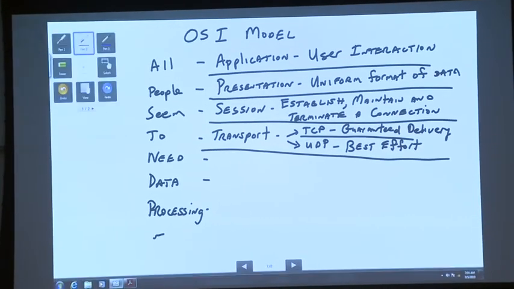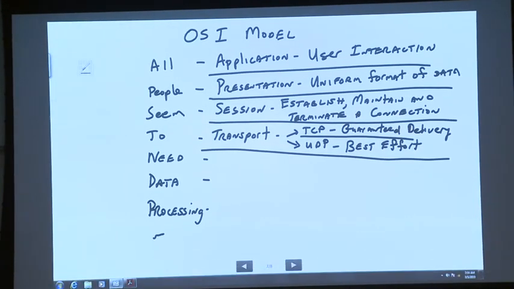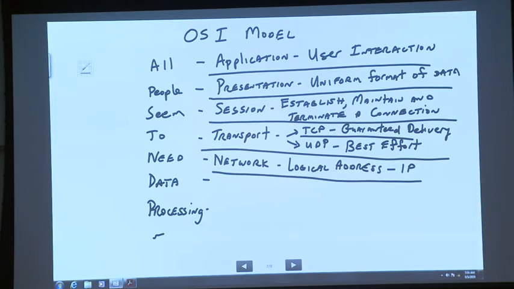Okay, so we are over here on the N. What does N stand for here? Network. The network is looking at the logical address, which is different than the physical address. So this is going to be my IP address. If I were running NetWare, it would be IPX. If I were running Apple environment, it would be AppleTalk. Okay.